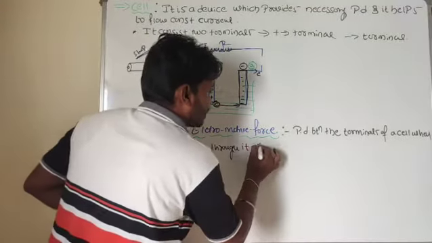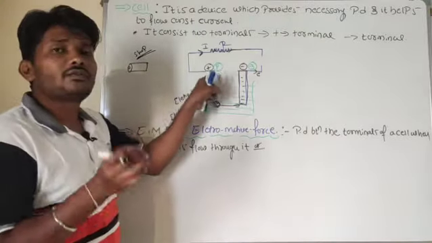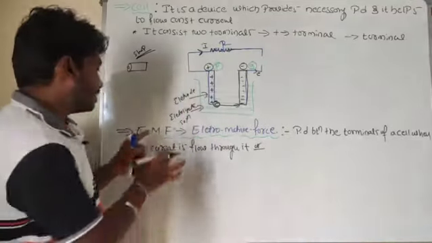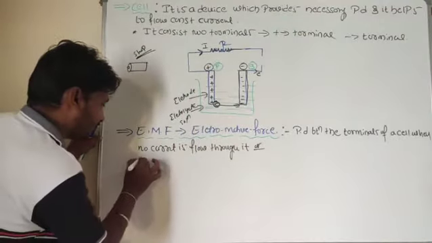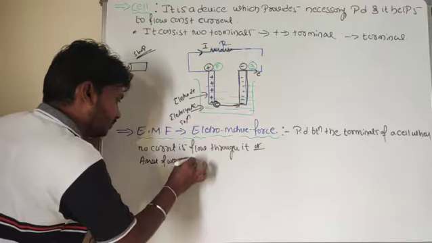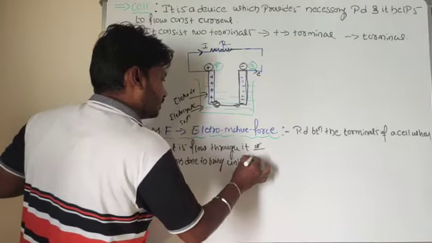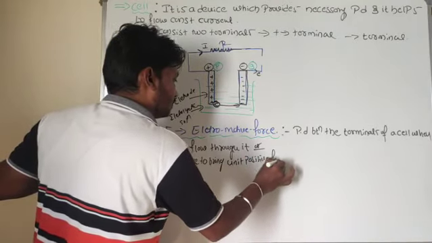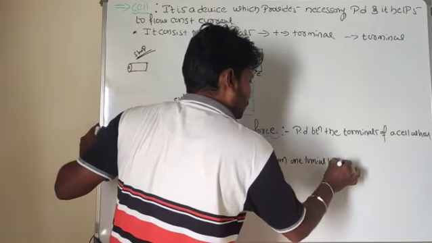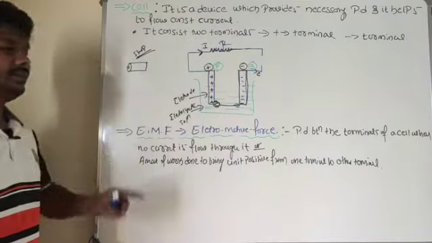Or in other sense, I can call this EMF or electromotive force the amount of work done to bring unit positive charge from one terminal to another terminal. We can also call it EMF here. So what is that EMF here? Amount of work done to bring unit positive charge from one terminal to the other terminal. So this also we can call EMF.